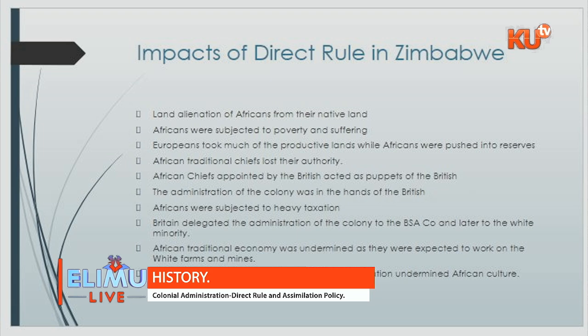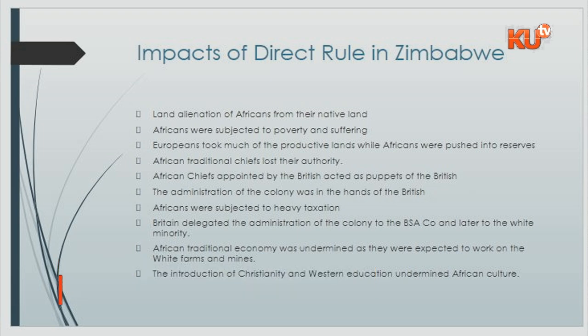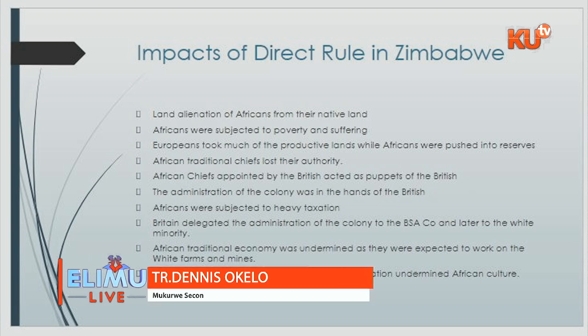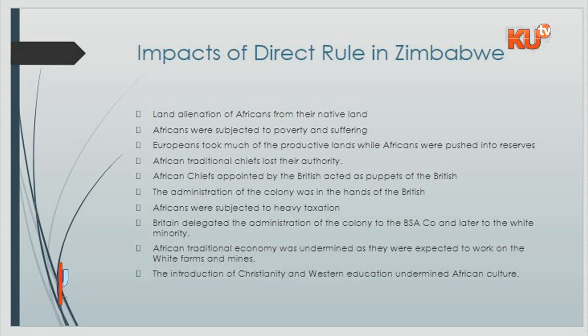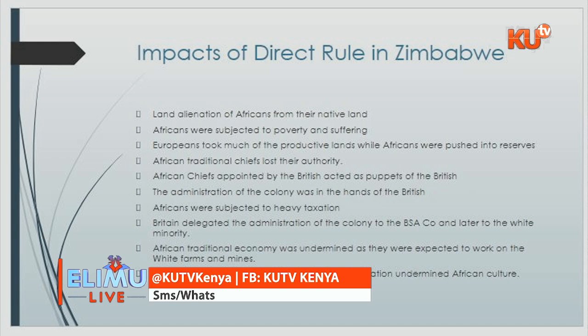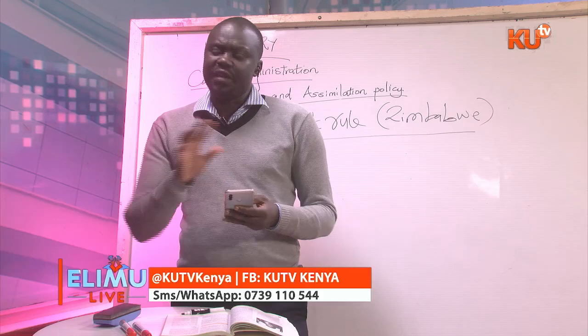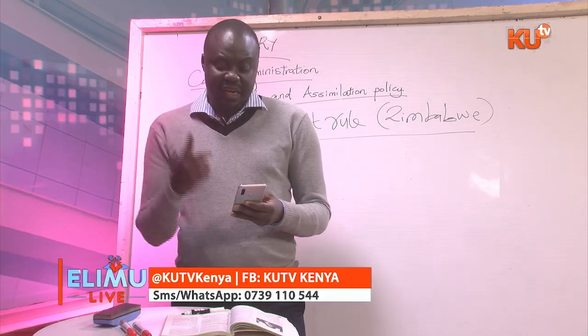Then number 2, Africans were subject to poverty and suffering. Of course, when their land was taken, it meant that they could not overstock the way they used to do. They could not even practice agriculture. If they did agriculture within the reserves, it was just subsistence farming, one that could sustain their households, and not one that could put cash in their pockets. They had to be oppressed this way so that they would provide labor on the white farms. And this made the Africans very, very poor, while the white settler minority were very, very rich. I'll go to the 3rd one. African tradition.